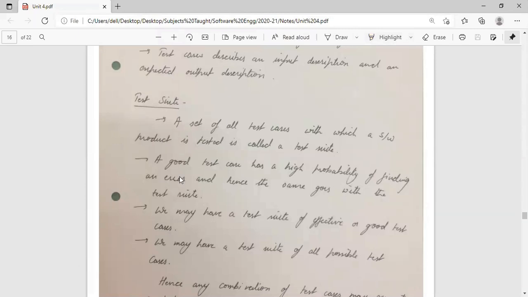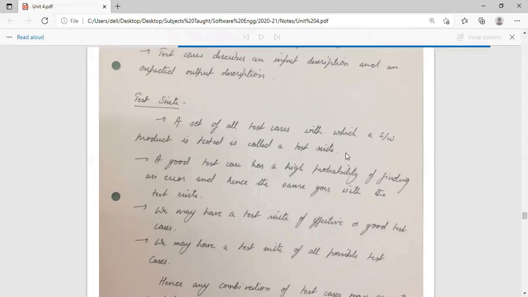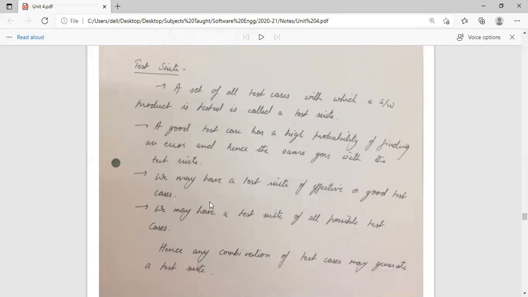Next thing, a good test case has a high probability of finding an error, and hence the same goes with the test suite. As we say that a test case should have a high probability of finding errors, the same goes to the test suite, because a test suite is nothing different. It is just a collection of test cases. So the test suite should also have a high probability of finding the errors.